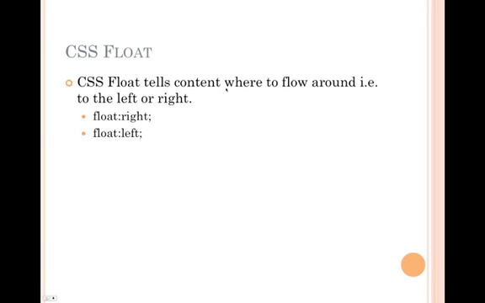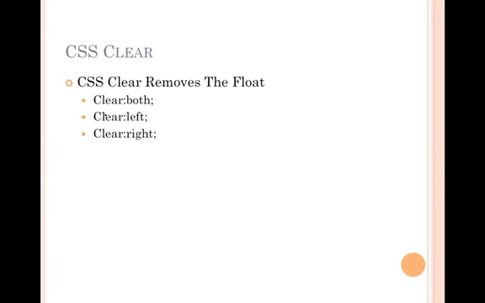An important property also for layouts is what's called the CSS float. And you can either float things to the right or to the left. And all the CSS float is doing is saying where should the content flow around? Should the text flow to the left or to the right? We're going to look at an example of this to see exactly how these properties interact with content on your page.